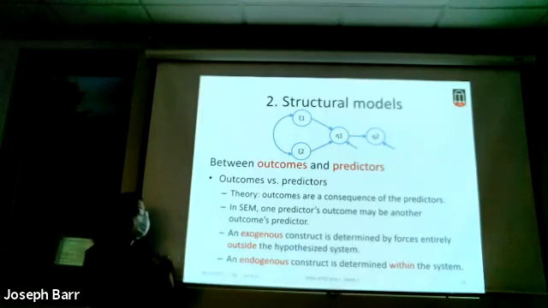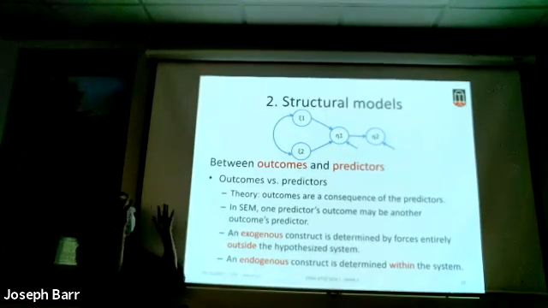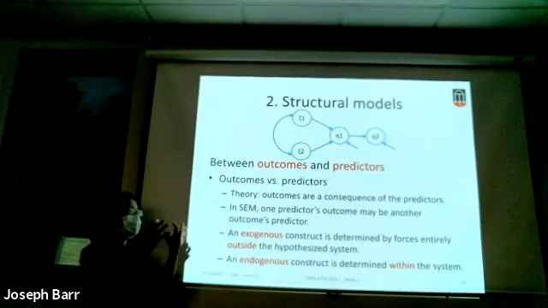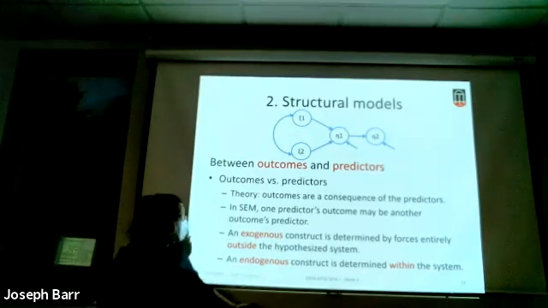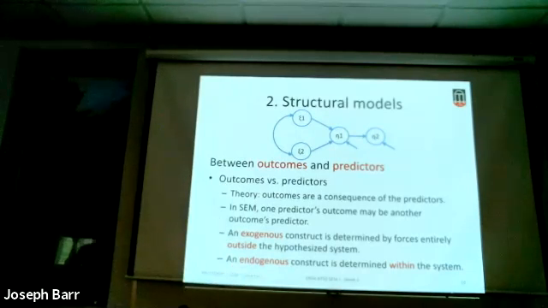Exogenous variables: the construct is determined from outside the system, outside of the model, not due to the inside variables. But for endogenous variables, the variability is coming from inside of the model.